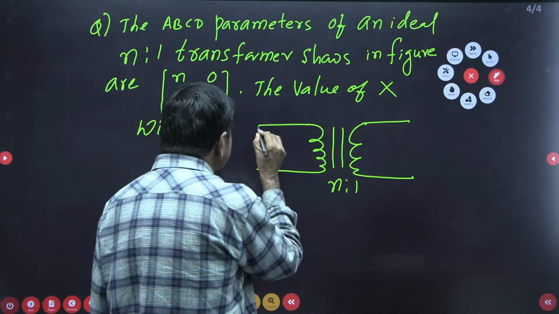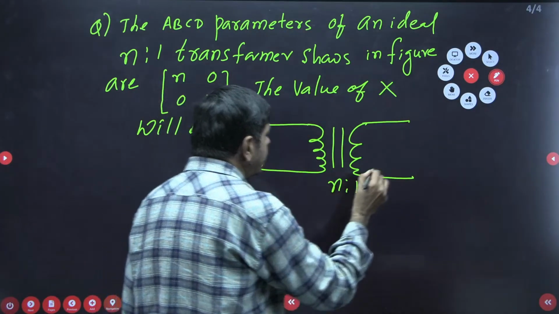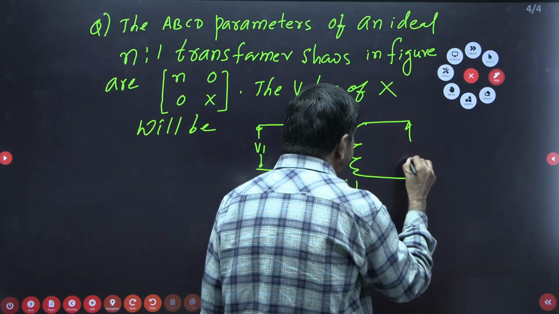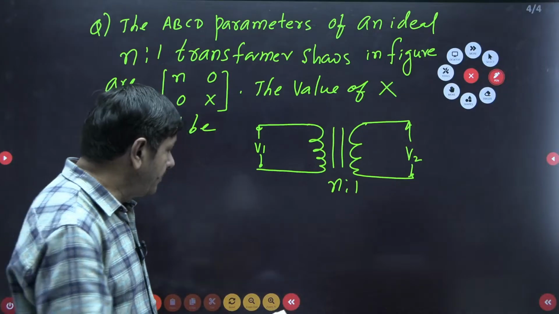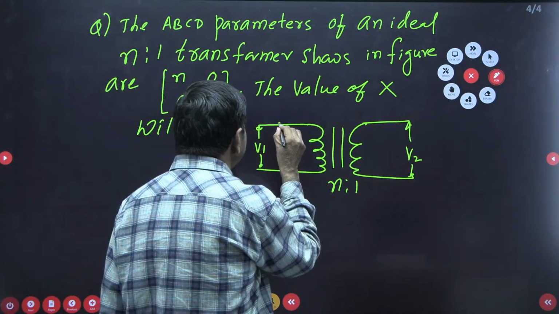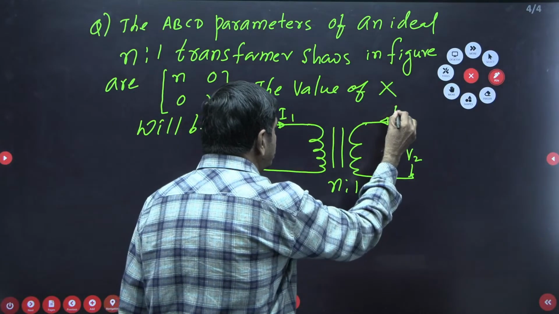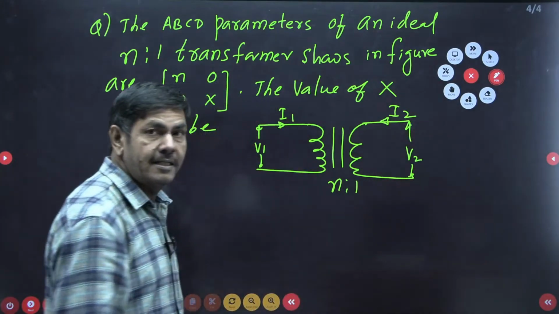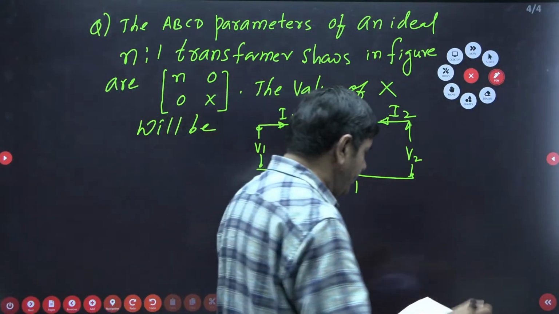This voltage is given V1 and this voltage is given V2, and the current directions are given in the problem. This is given as I1, this current is given as I2. These current directions are given in the problem, and options are also given in this problem.